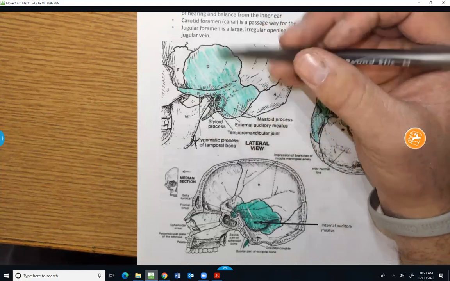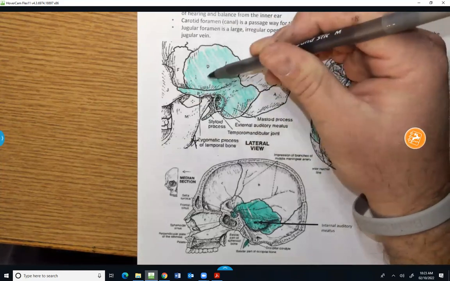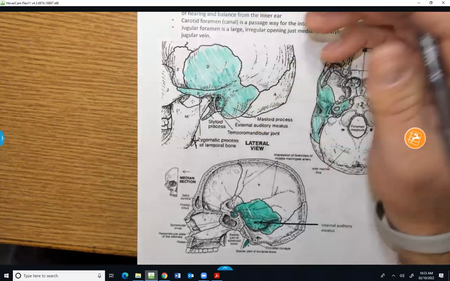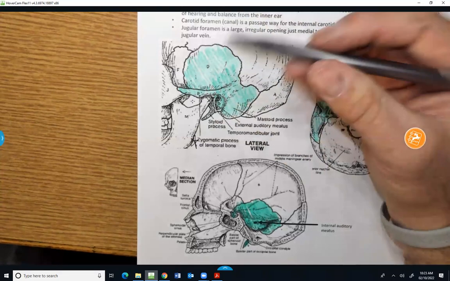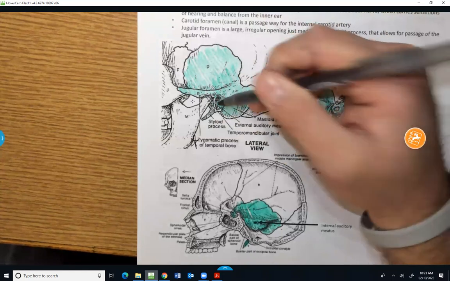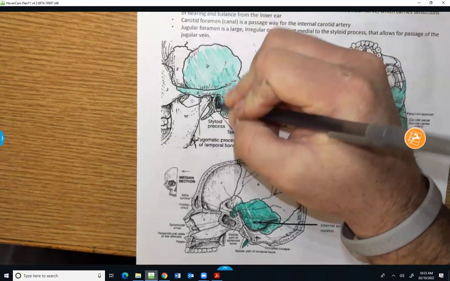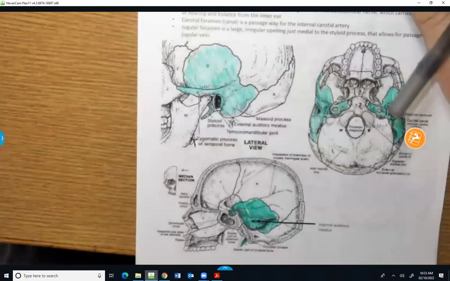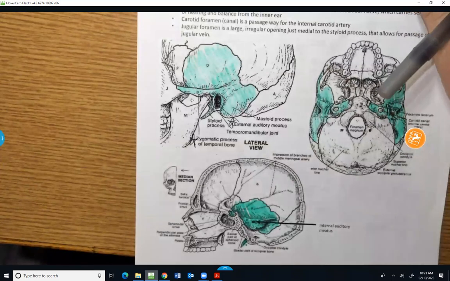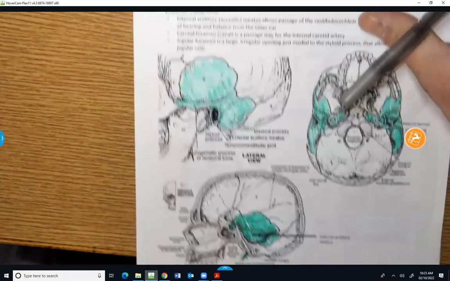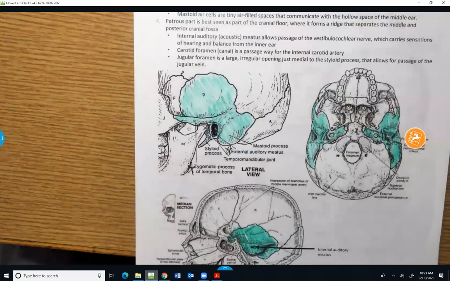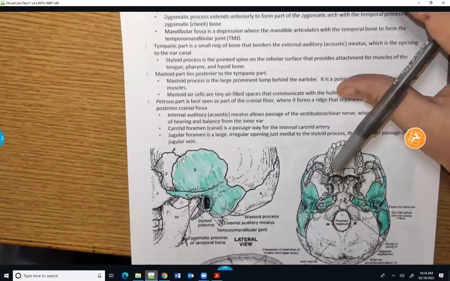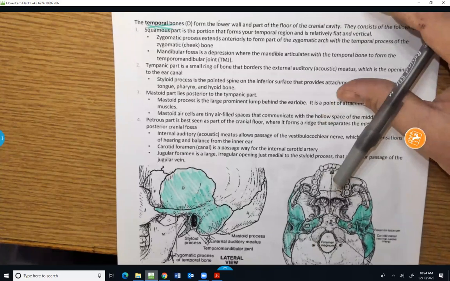So the zygomatic process is on the temporal bone. Your zygomatic bone has a temporal process, so they're flip-flopped. I don't know why, but that's what it is. Just below that is a very important structure, what we call the external auditory meatus, and I darkened it in. This is your ear hole. The meatus is the hole.